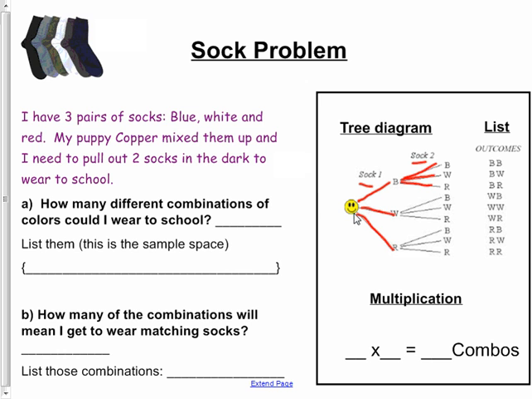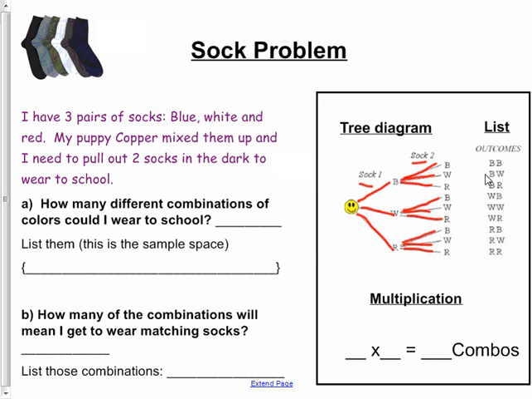Now let's go back to sock 1. Let's say I drew a white first. My second sock could still be blue, white, or red. So now we could have white and then a blue, a white and a white, a white and a red. All right, the third way, let's start again with sock number 1. I could draw red first, and then for the second sock, I could get a blue, a white, or another red. So we have red, blue listed here, red, white listed here, or red, red listed here. So we used a tree diagram.